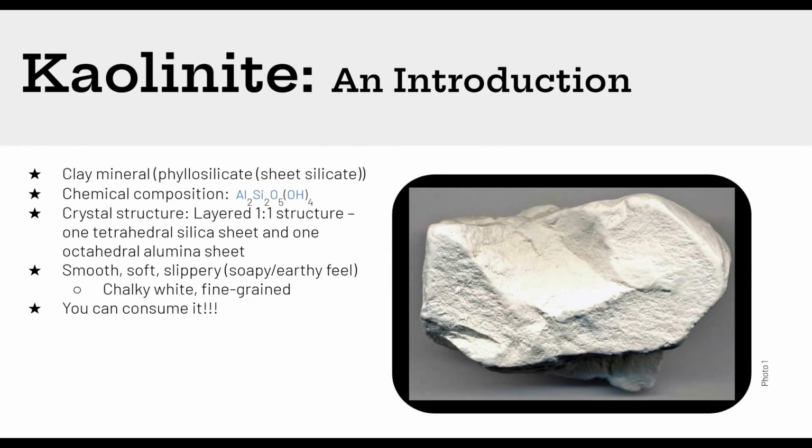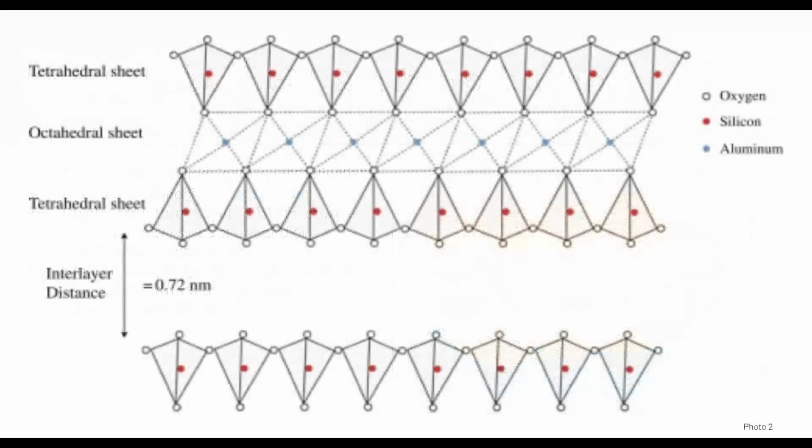It is smooth, soft, slippery, and has an earthy and soapy feel to it. It is chalky white and fine grained. One fun fact about it is that you can consume it. So here's an example of the crystal structure, the 1-to-1 layered structure of the tetrahedral sheet and the octahedral sheet.